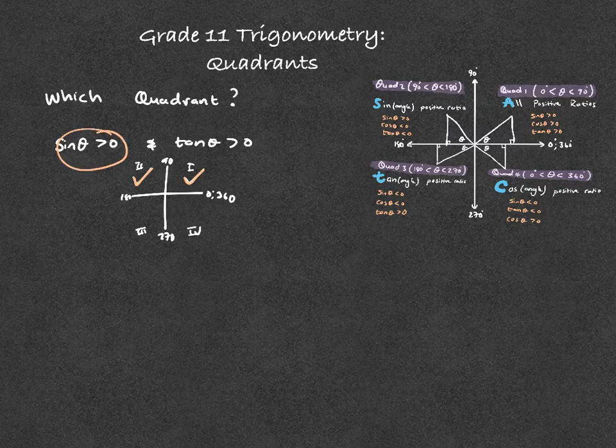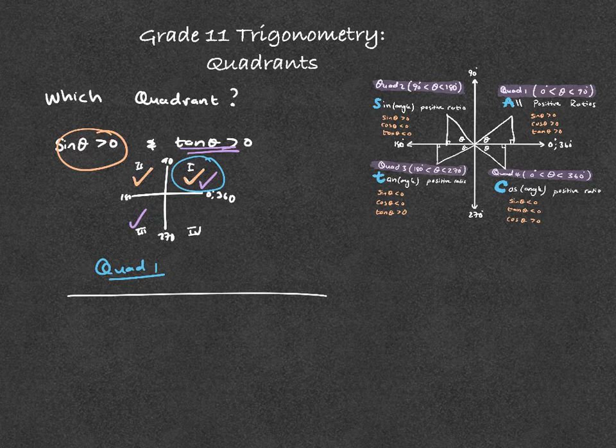Now let's look at tan theta greater than 0. Where is tan positive? Tan is also positive in the first quadrant. Everyone is positive in the first quadrant. And tan is also positive in quadrant 3. So the one with the most ticks here is quadrant 1. Sine is positive in quadrant 1 and also tan is positive in quadrant 1. So where would we find sine positive and tan positive? In quadrant 1. All right, let's look at another one.